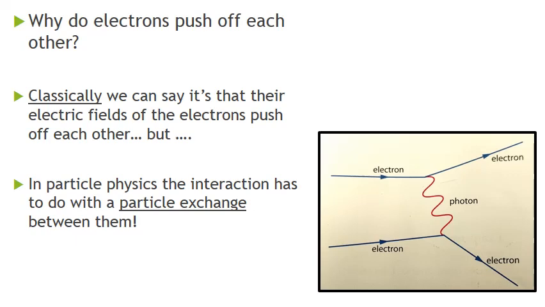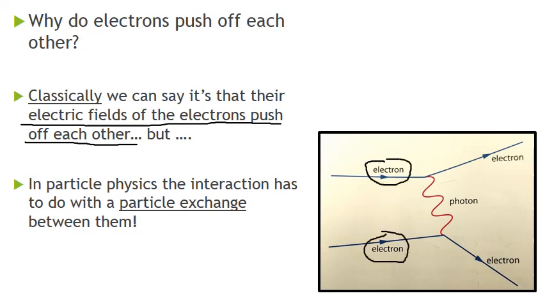Now, what's interesting with the electromagnetic force, classically, what we've been talking about, is that the electric fields are pushing off each other. But actually, what's happening according to the standard model is that there's an actual exchange. So here's an electron, right? And this electron are both moving, and they interact with each other. They push off each other. This electron takes off this way, right? The other electron takes off this way. And what actually happens is there's an exchange of a photon.